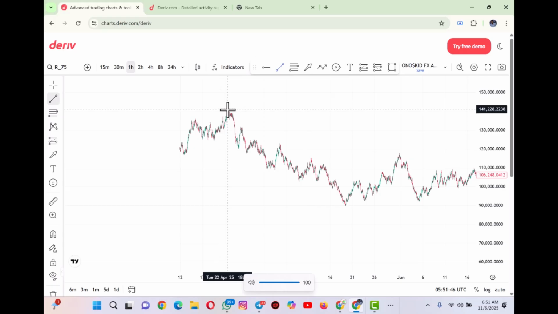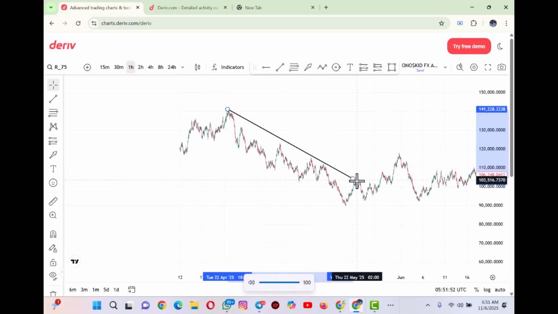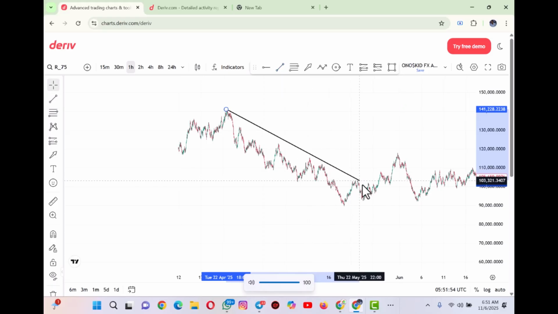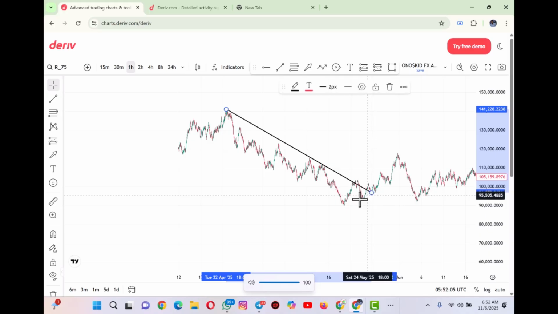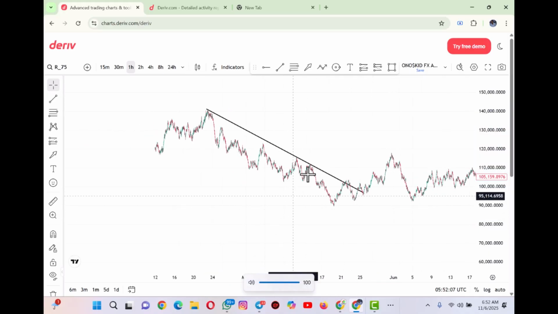Okay, and the trend line we are looking out for, we are just looking out for areas where we can get at least two touches. Okay, we're looking for areas where we can get at least two perfect touches, and the third one becomes our entry point.